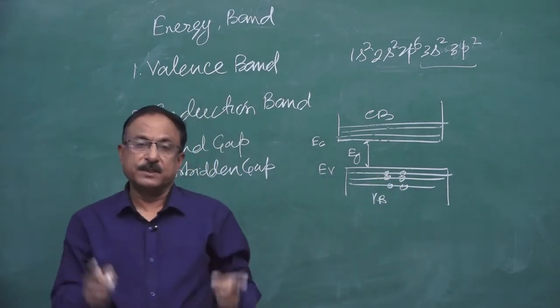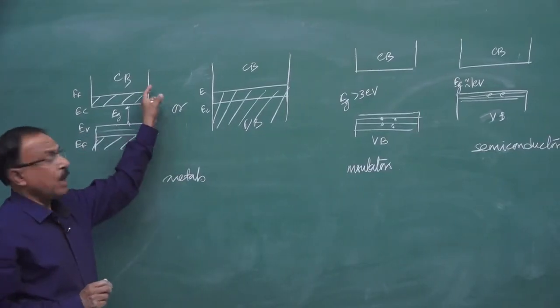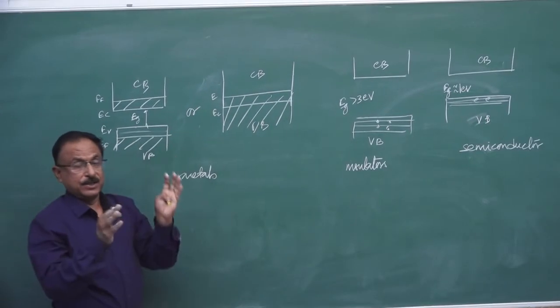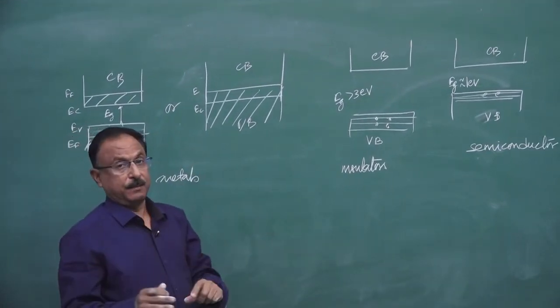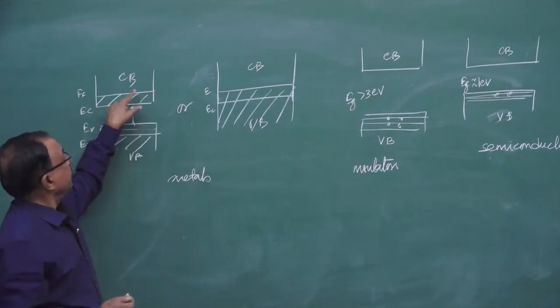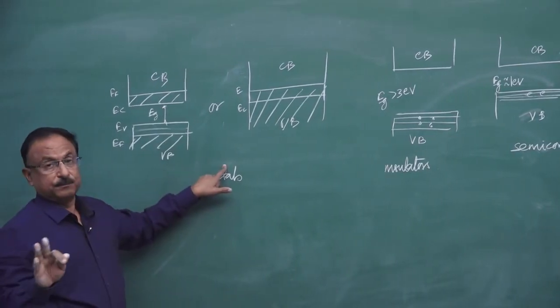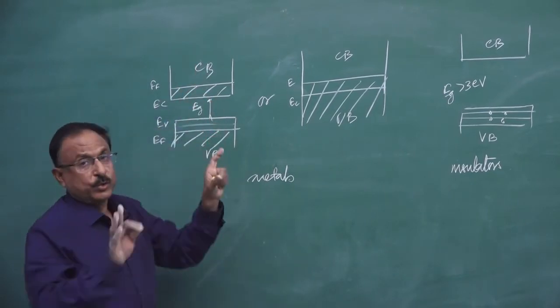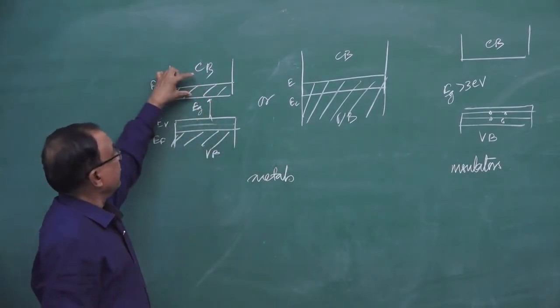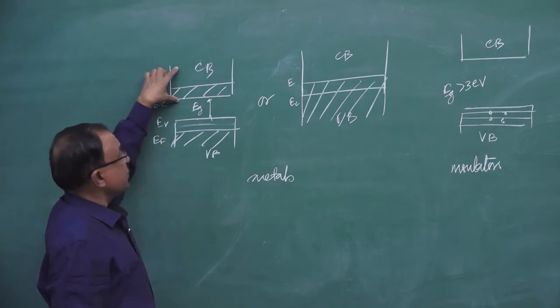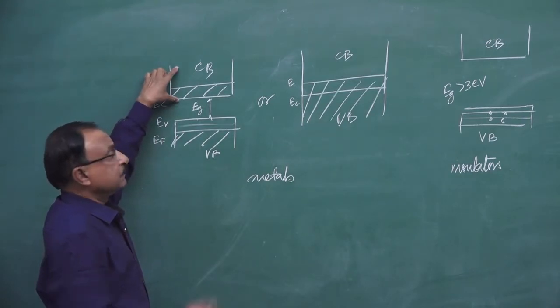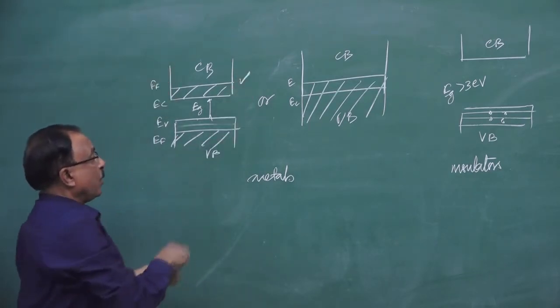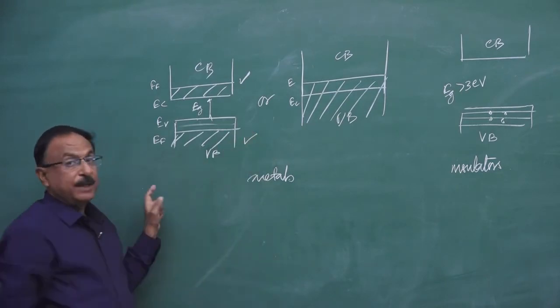Now on the basis of this energy, let us see how the energy levels are arranged in the conductor, insulator and semiconductor. In the conductor, in the metals, which are very good conductors of electricity, two cases may be possible. In the first, the conduction band is partially filled like this, or the valence band is partially empty.